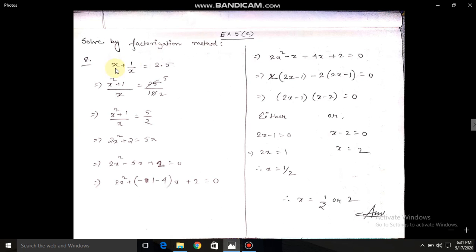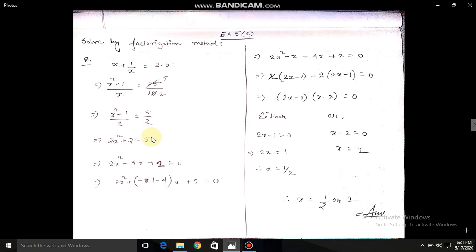See the question is given: x plus 1 by x is equal to 2.5. So here nothing is there, that means 1 is there. So we'll take the LCM as x. So here it will be x square plus 1 is equal to 2.5, meaning 25 by 10. Just cancel, we'll get 5 by 2. So x square plus 1 by x is equal to 5 by 2. Cross multiply, we'll get 2x square plus 2 is equal to 5x.